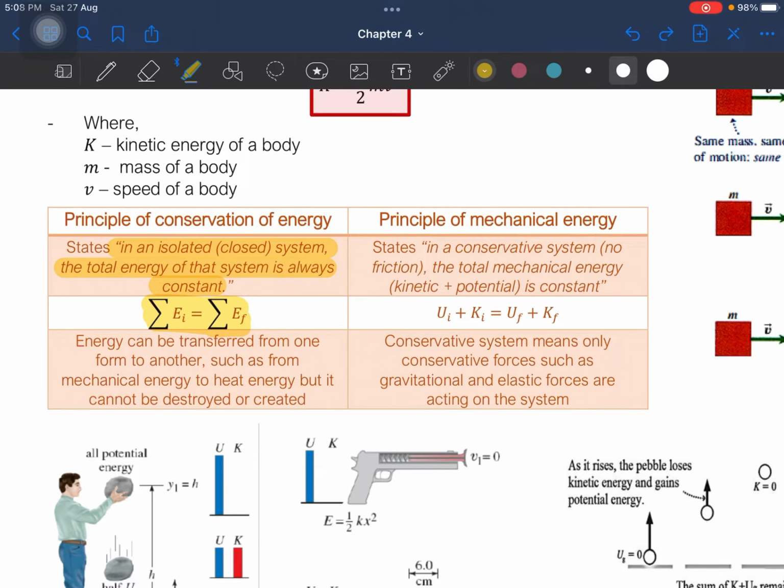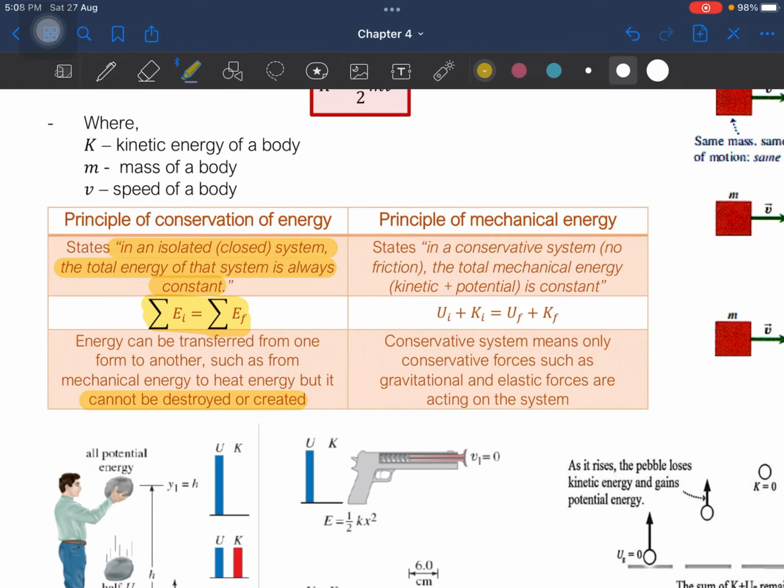But remember, energy cannot be destroyed ataupun created. Okay? So actually, I don't really get what do you mean by creating the energy? Okay, so it is not created. It is what? Presence? Begitu lah. Macam itulah.